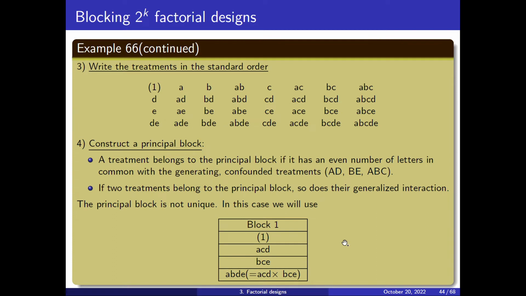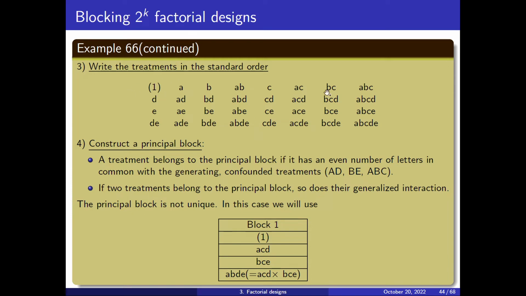Now we write the treatments in a standard order. So we start with the intercept, and then A, B, AB, C, AC, BC, ABC, and so on.